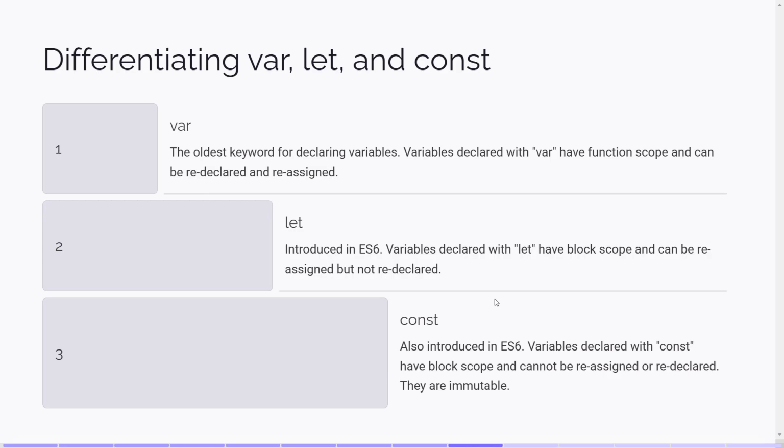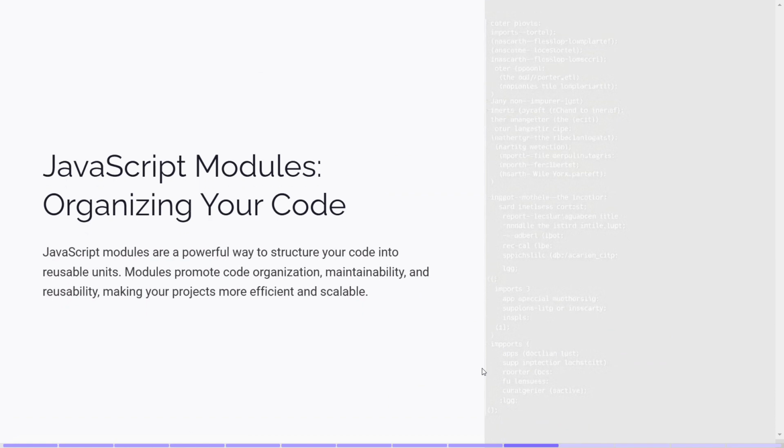Variables declared with let have block scope. They can be reassigned, but they cannot be redeclared. Const. Variables declared with const have block scope. That means they cannot be reassigned or redeclared either. They are immutable.